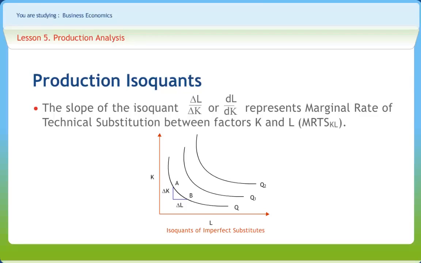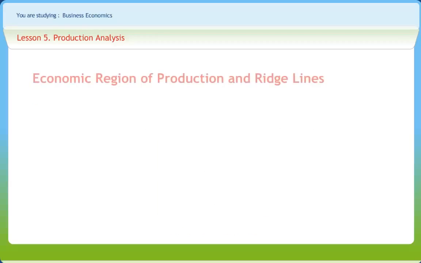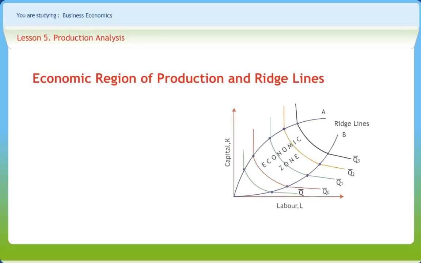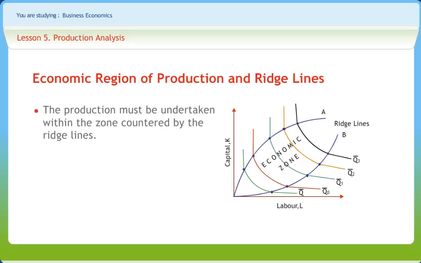When inputs are perfect substitutes, we get straight downward falling isoquants. When inputs are imperfect substitutes, we get the usual isoquant curve as in the diagram. In case of perfectly complementary inputs, we get L-shaped isoquants. When we move from single-factor production models to two-factor production models, we find that beyond ridge lines OA and OB, it is not advisable to produce, because either marginal productivity of labor or capital tends to be zero. Thus, production must be undertaken within the zone bounded by the ridge lines.